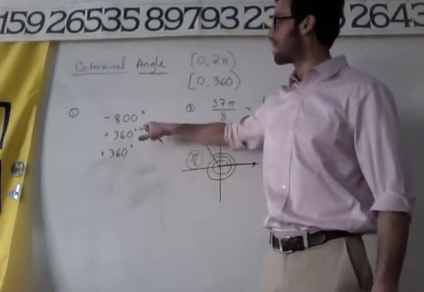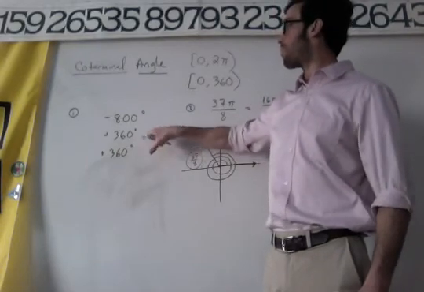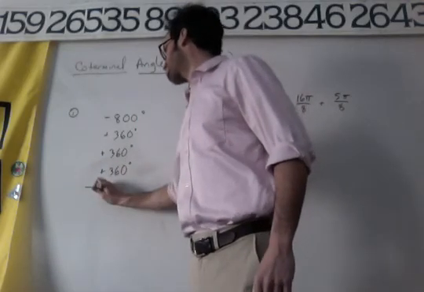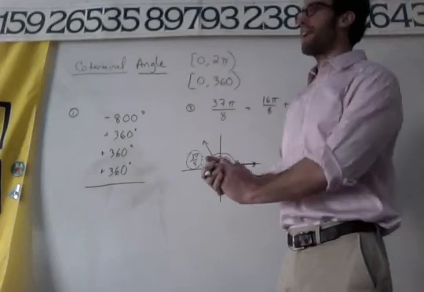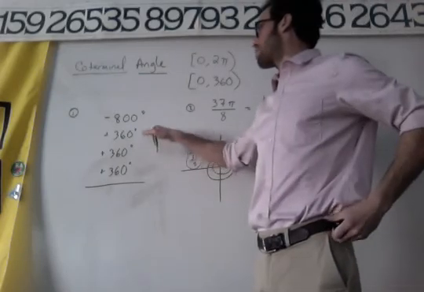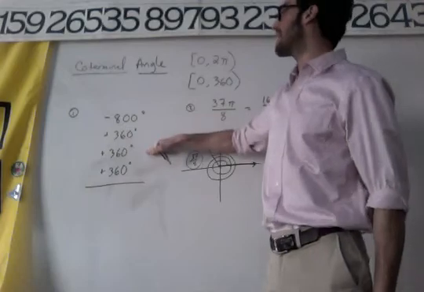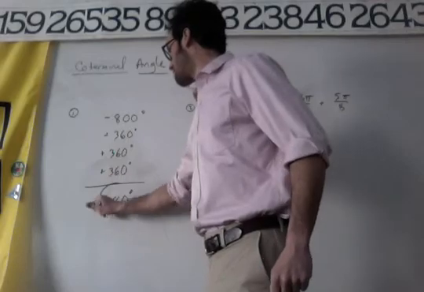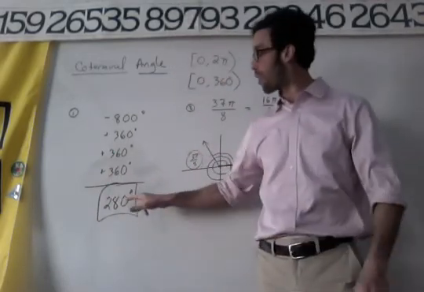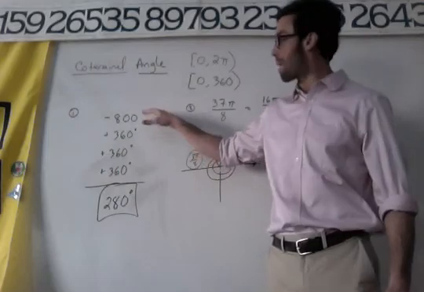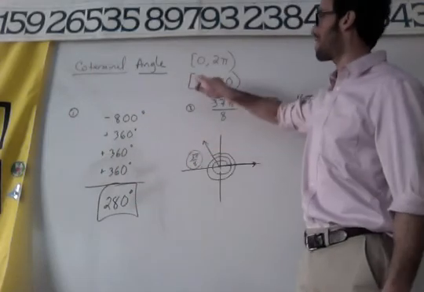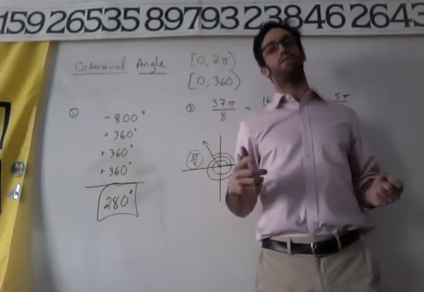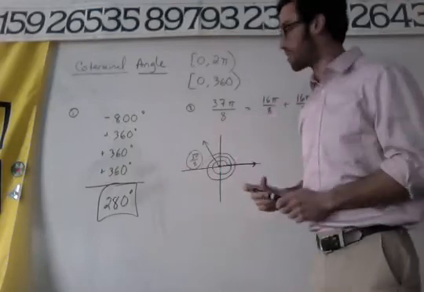So if we keep adding 360s, if we add 360 and 360, we're not quite there because this is just 720. We have to add 360 again. And now, I believe, this is 720, so we'd be at negative 80, and then an additional 360, so 280 degrees is the answer. This angle is coterminal with negative 800. We just kept adding 360s until we got in this interval. Again, coterminal means they end at the same place. So if you just add full rotations of 360, you'll get there eventually.